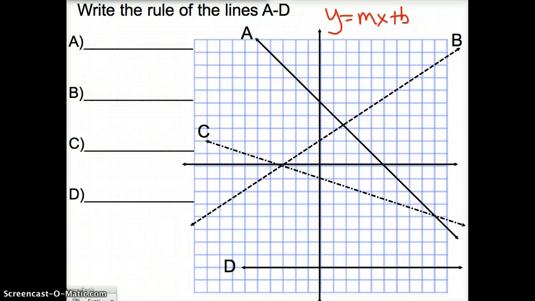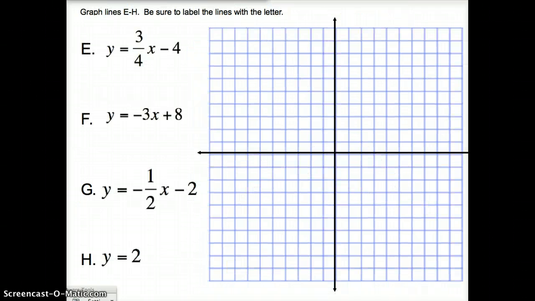Okay? The next 4 questions ask you to graph them. So use the graph paper provided. If you need more space and it's hard to put all 4 lines in the same graph, feel free to get more graph paper. Ask your teacher for help if you need it. But make sure you understand this, ask more questions, and ask for more help if you get stuck.